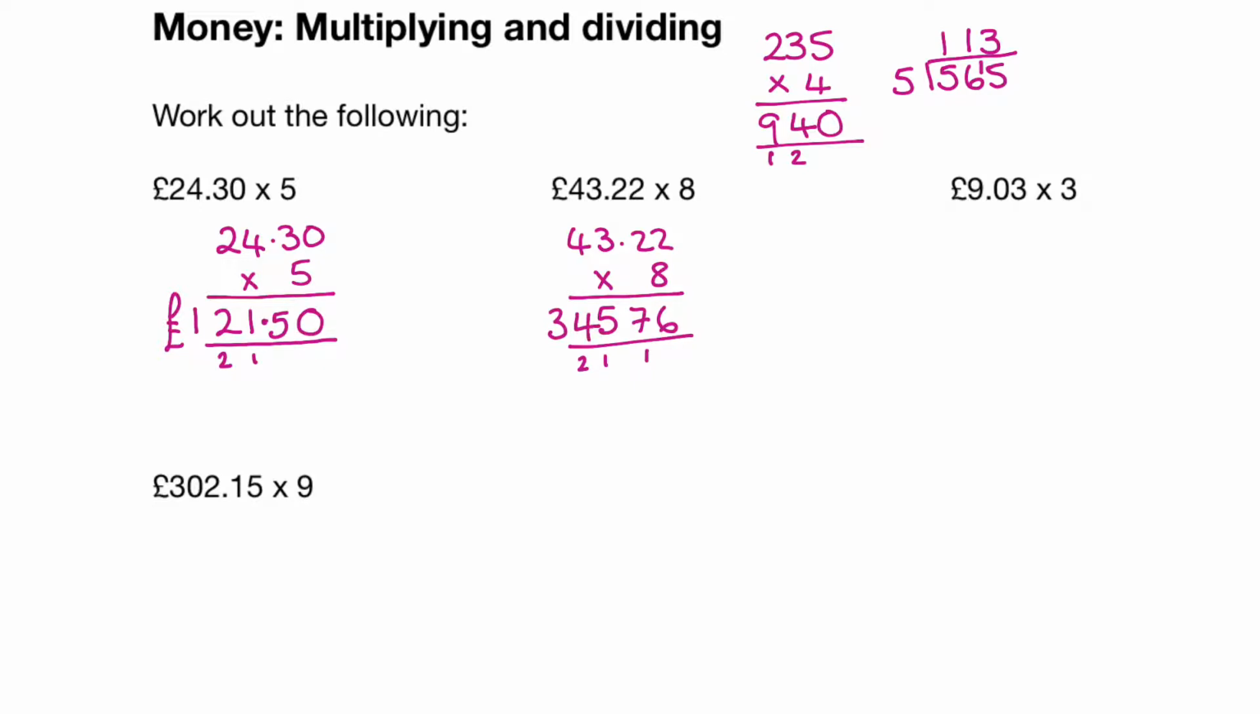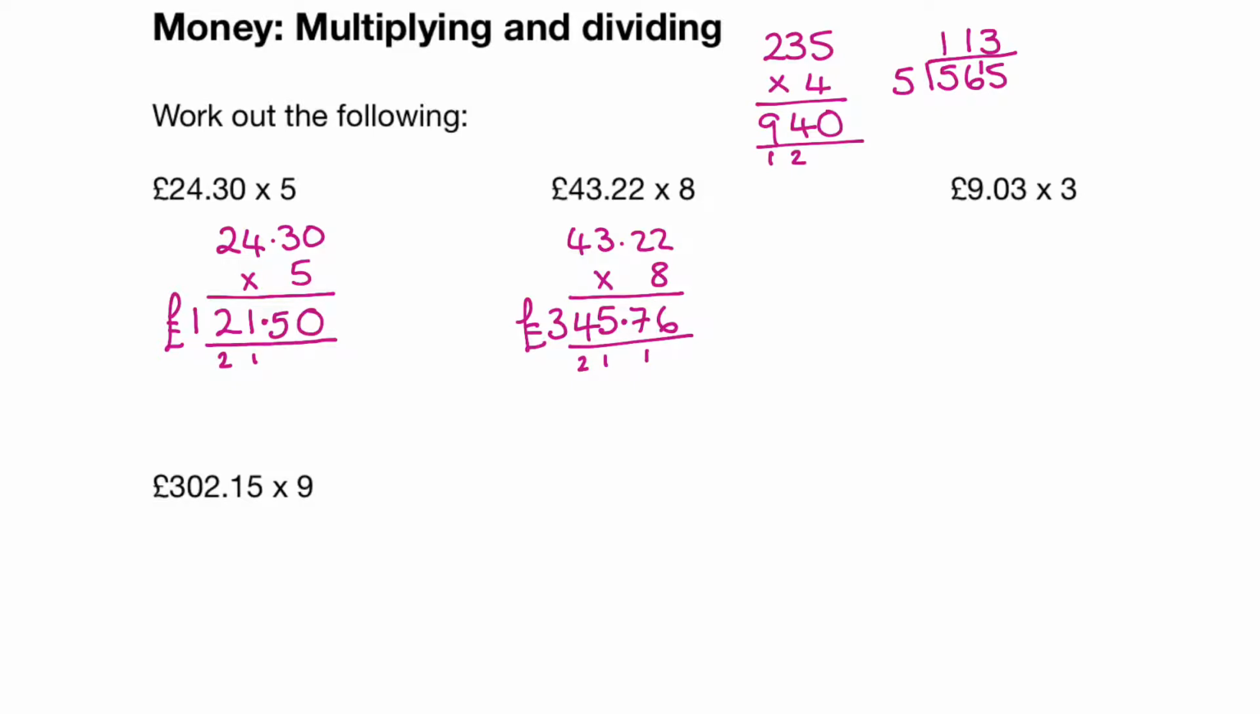Again, we look at the question. We look at the 2 numbers in the question. And we see how many numbers we've got after the decimal point. So we've got 2 numbers after the decimal point here. And no numbers after a decimal point here. So altogether in the question, there are 2 numbers after the decimal point. So altogether in the answer, there needs to be 2 numbers after the decimal point. And remember a pound sign. So £43.22 times 8 is £345.76.